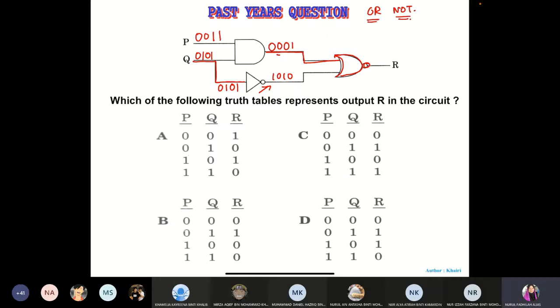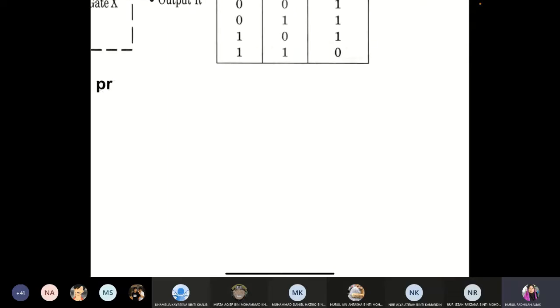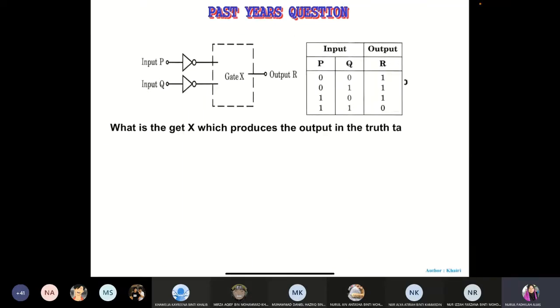So if OR, 0, 1, OR says 1. 0, 0, OR says 0. 0, 1, OR says 1. 1, 0, OR says 1. But we NOT it. 1, 0, 1, 1, 0, 0. 1, 0, 0. Okay, so what's the answer? B. Okay, the answer is B. Okay, those who didn't get it, you can ask your friends again or you can look back after this, yeah.